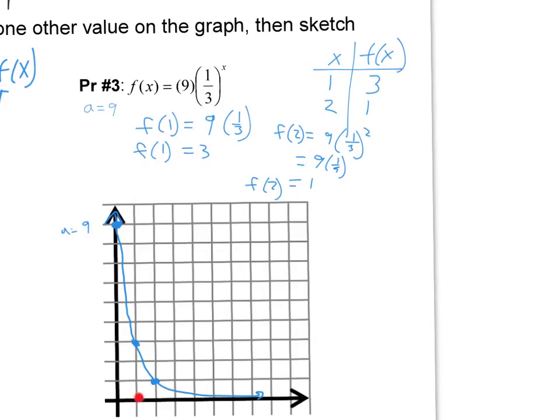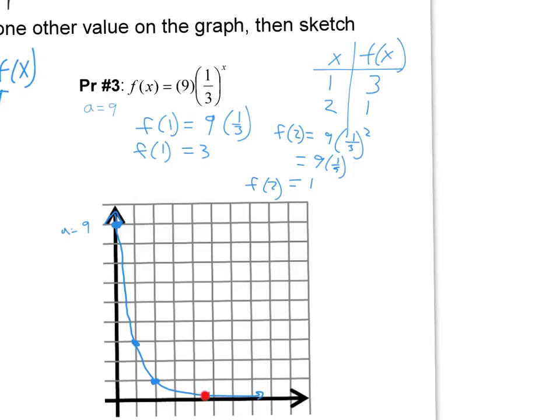Then I thought, oh, why don't I plug in a 2? So I got 9 times 1/3 to the second power. 1/3 to the second power is 1/9, because 1 squared is 1, and 3 squared is 9. So 9 times 1/9, well, 1/9 of 9 is just 1. So that means when I plug in a 2, I get a 1. So over 2, up 1. Now if I plug in any more values, they're going to be really small fractions. So I just estimated where the line is going to go from there.